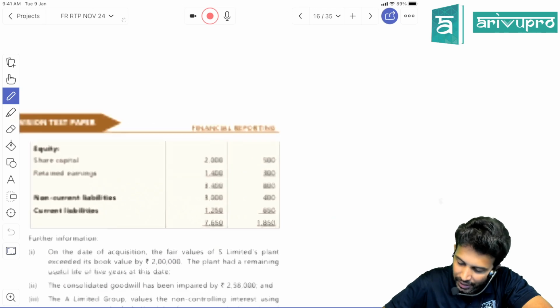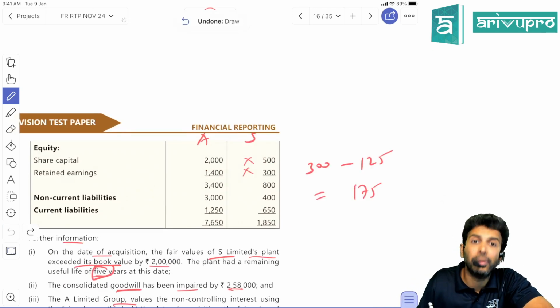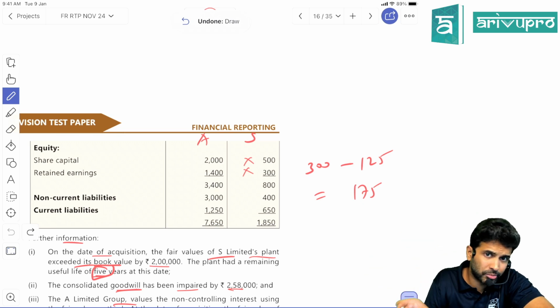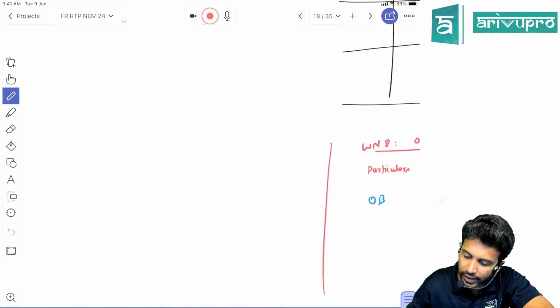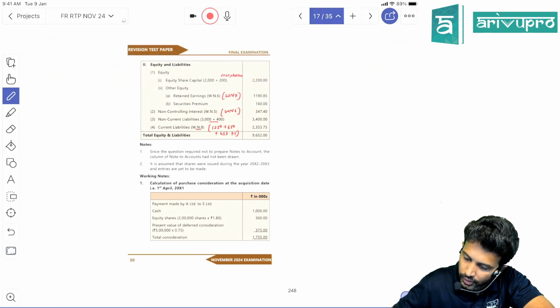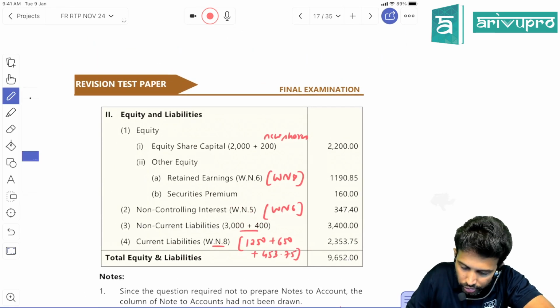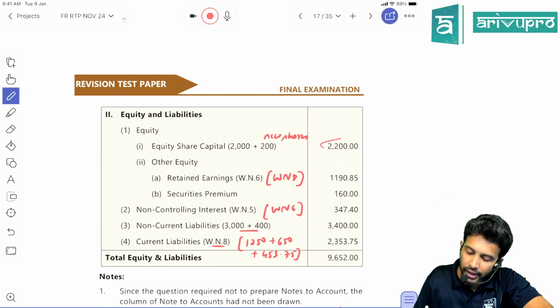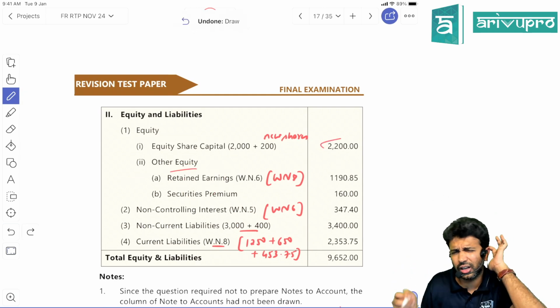Liability side, share capital. What share capital of subsidiary company will come? No, only parent's will come. But when extra shares were issued as PC, they did not account. Worth how much? 200. So 2000 plus 200 you add. It will be 2200. One minute. Here. 2000 plus 200, which is 2200 as share capital. Then other equity, they have shown retained earnings and security premium separately. Since you have anyway done working note, you can show one balance.